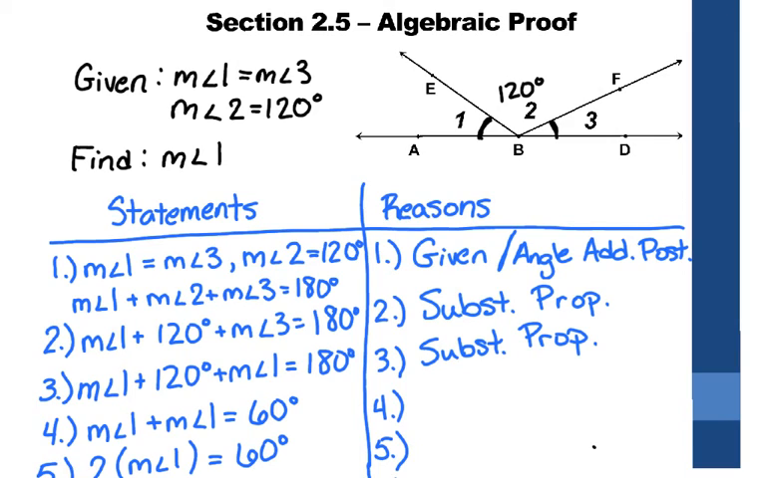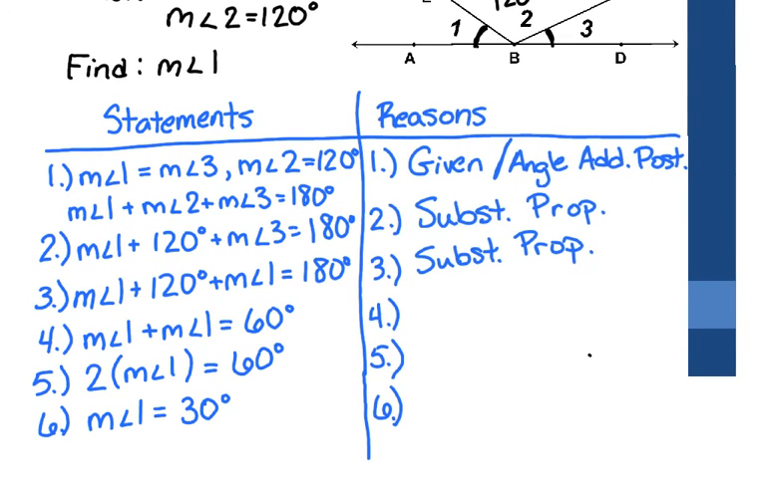Alright, so step 4, I'm going to move this up a little bit. Step 3 to step 4, look what happened here. We got rid of 120 degrees. What we did was we subtracted 120 degrees on both sides. So 120 subtracted from 180 gives us 60. So subtraction property of equality. There we go.